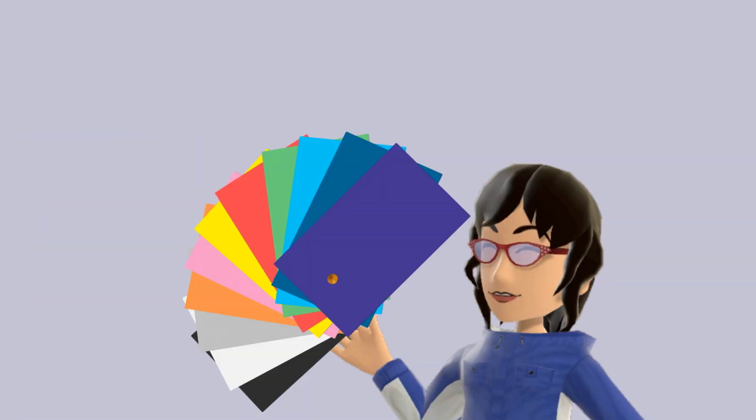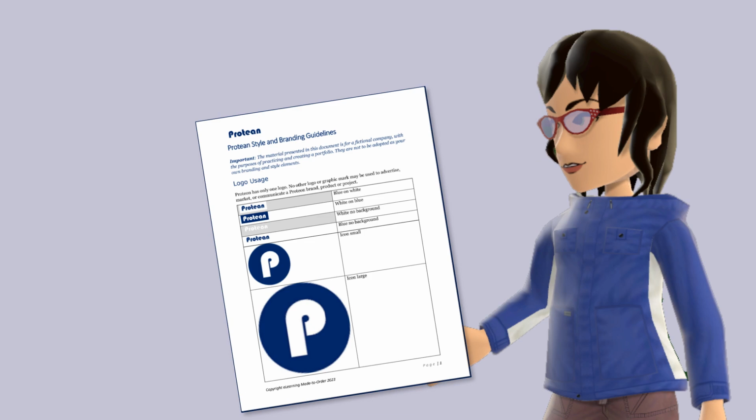In this video, we'll build a custom color palette using the sample style guide I provided in the previous series, Customizing the Course Player. You'll find a link to it in the description below.